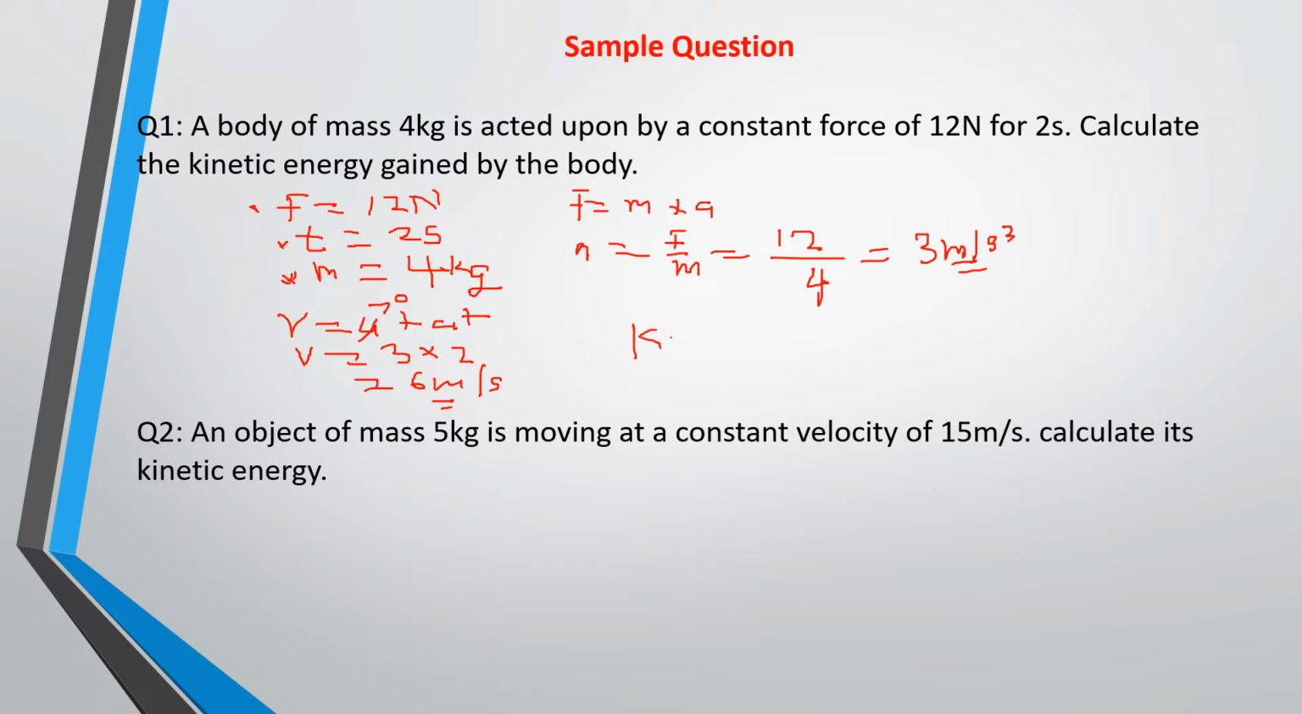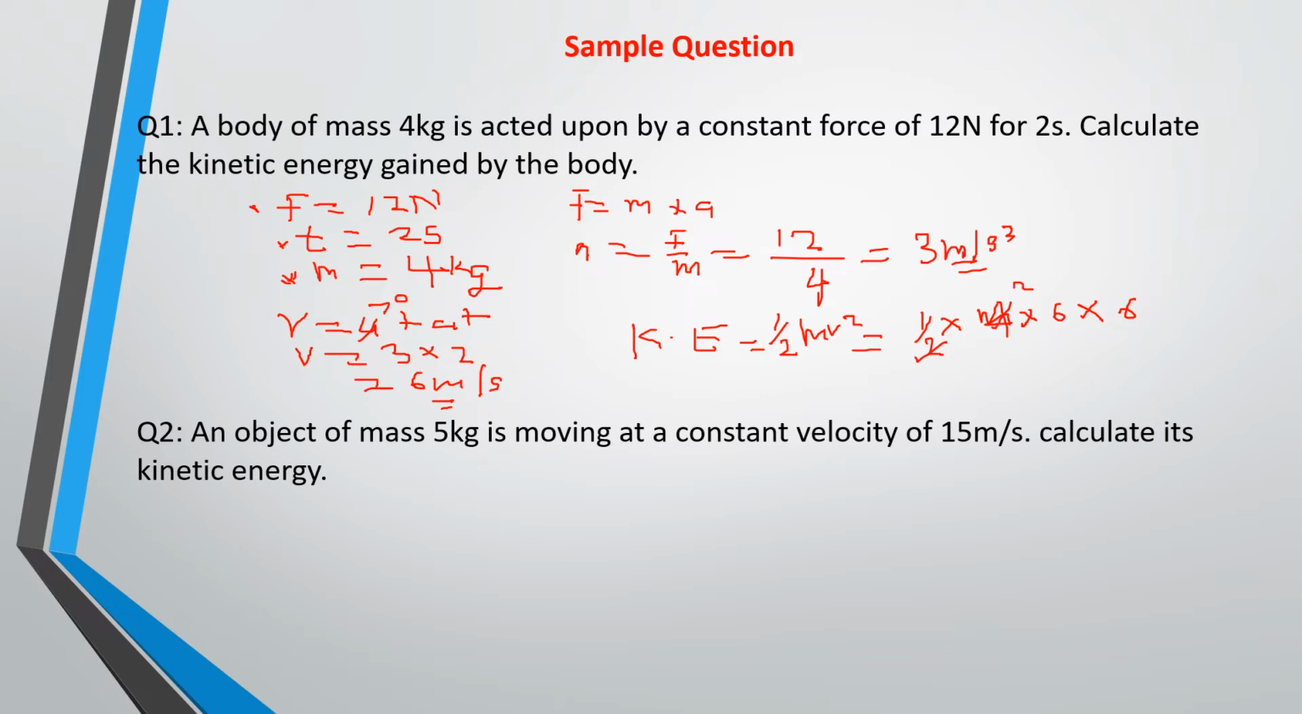Kinetic energy is given to you to be equal to half mv squared. So you substitute into this equation to give you half times mass times velocity squared. Now your mass is 4 kg, so just change that to 4 kg. So when you do your division out, this is 2.